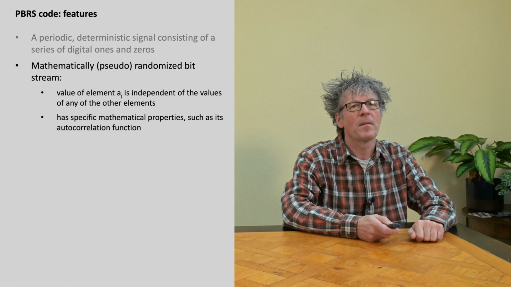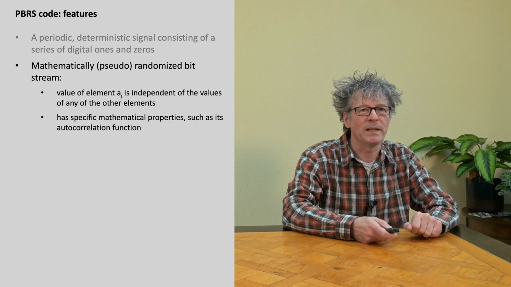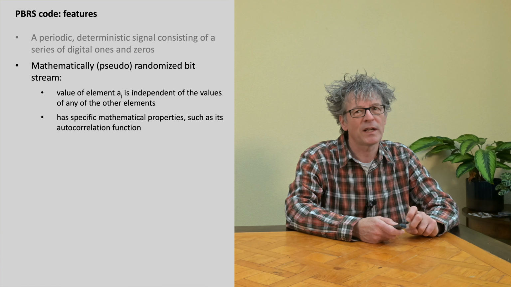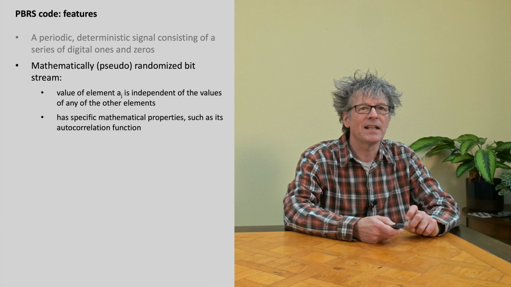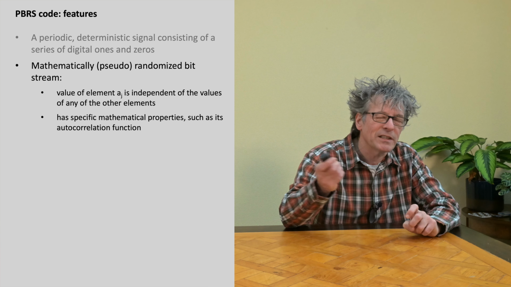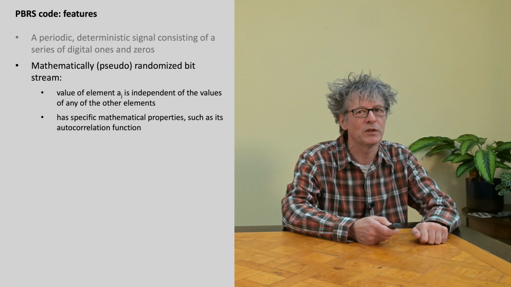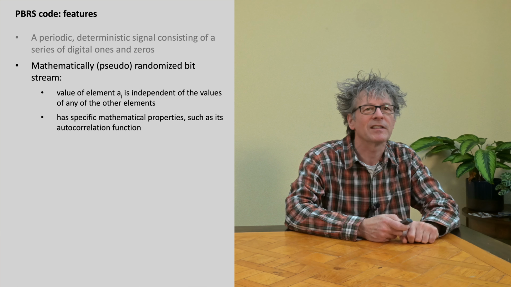It has a number of mathematical properties that should be met. One of them is that the value of any of the elements is independent of the values of all the other elements, and it has specific specified properties such as its autocorrelation function. Now, this is not a video on mathematics. I'm not going to go too deep into that, but there are good sources on the internet on that.